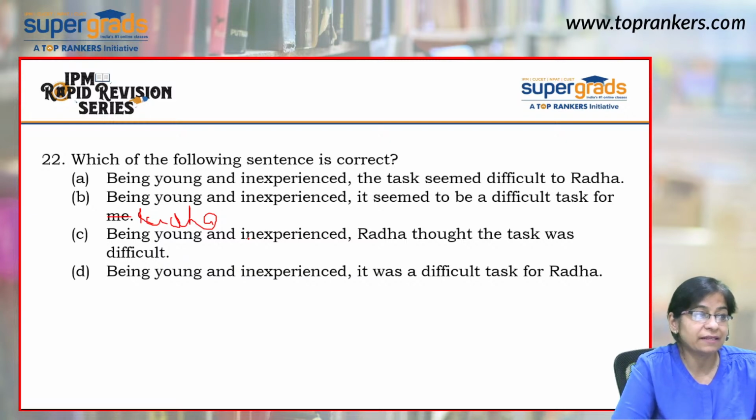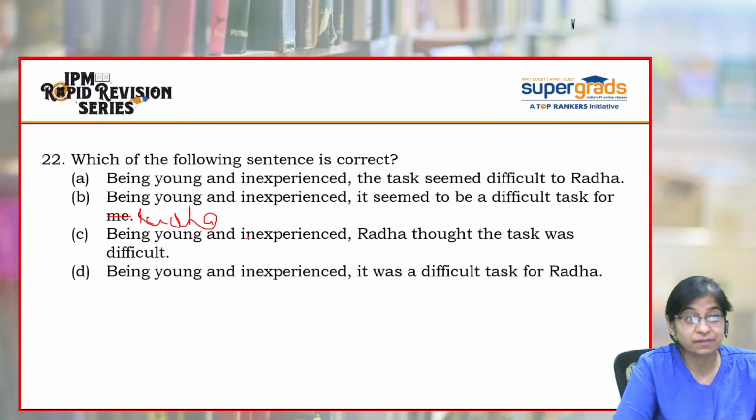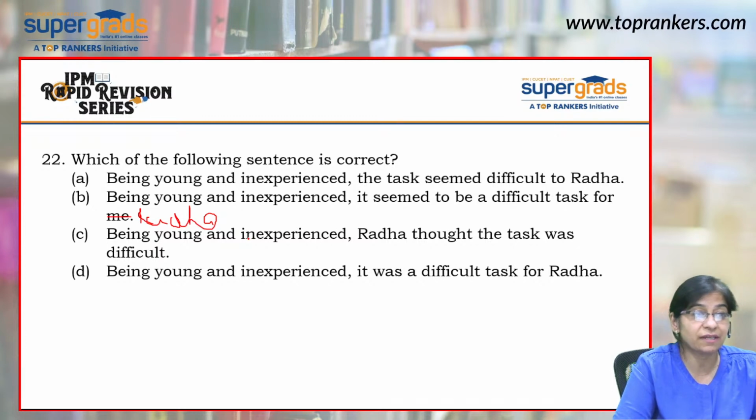Being young and inexperienced, Radha thought the task was difficult. Being young and inexperienced, it was a difficult task for Radha. What do you think is the most appropriately placed modifier here?